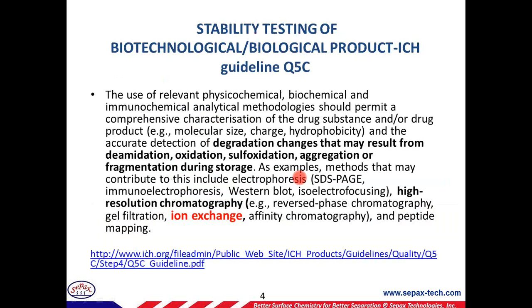ICH has a guideline for the stability testing for the mAbs, with different forms of deamidation, oxidation, and aggregation. High-resolution chromatography is one of the techniques listed here for this testing. Among the high-resolution chromatography, I highlight ion exchange here, which we're going to talk about today. So we'll reserve gel filtration for the sizing differences for another topic at another time.